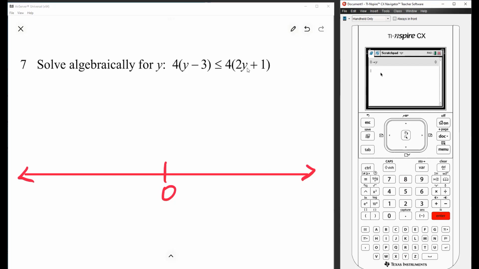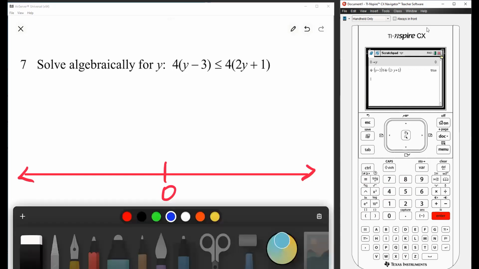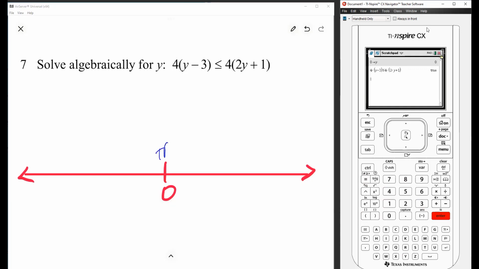So now I'm going to type in this inequality and see if it gives me a true or false statement. So 4 parentheses y minus 3, close the parentheses, and then it's going to be less than or equal to 4 times parentheses 2y plus 1, close the parentheses, and I press enter. And I get a true statement. So what that means is this value of 0 is going to be a part of our solution since it gave us a true statement.